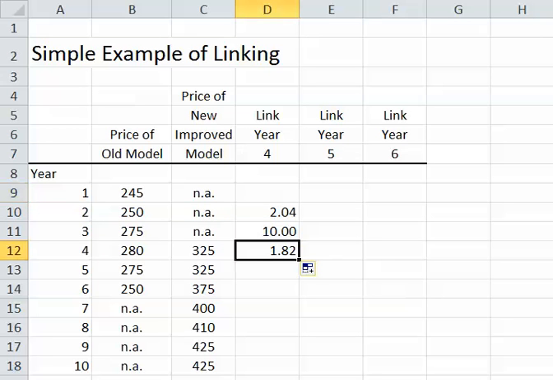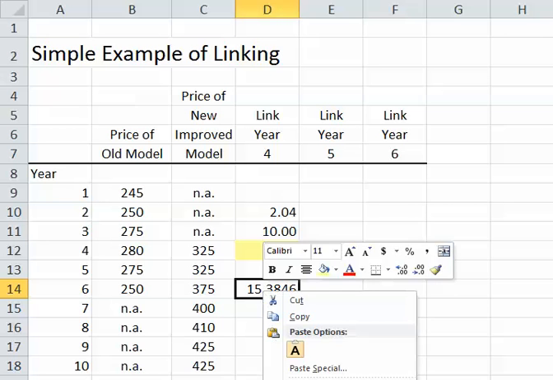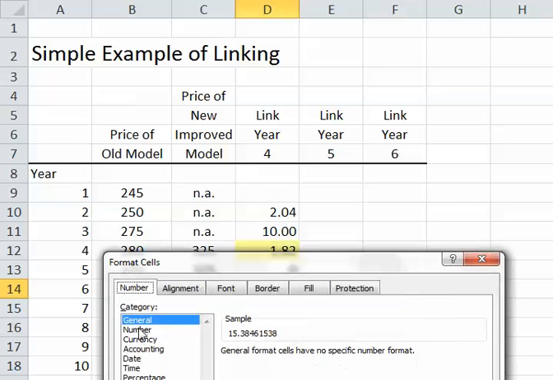Let me go back and highlight that so you can remember that that's the linking year. Then to calculate the inflation rate for year 5, we jump over to the new model. So it would be the difference in the new price minus the old price divided by the old price times 100. The price didn't change, so there was 0 inflation in that year. And then we have this inflation here.